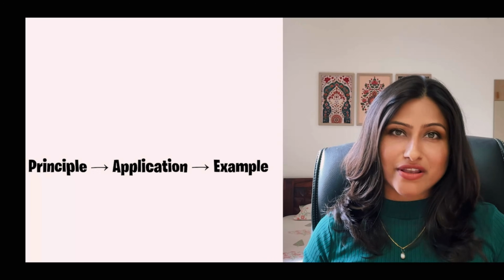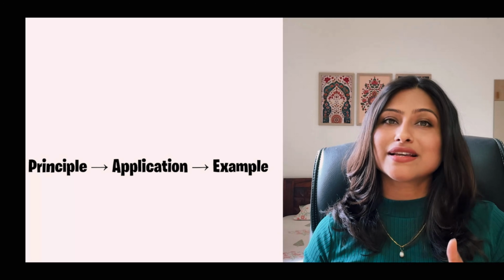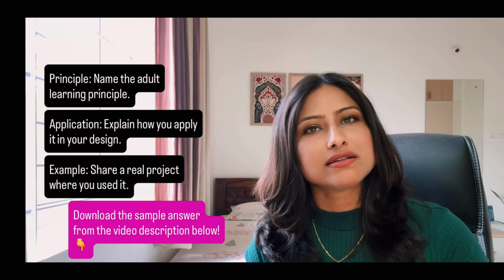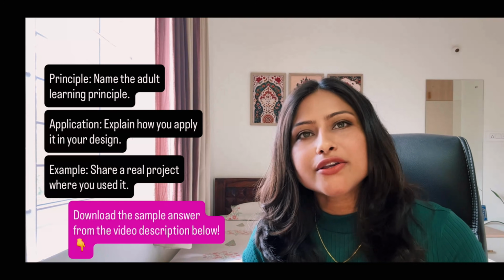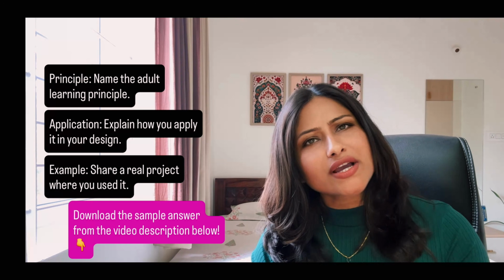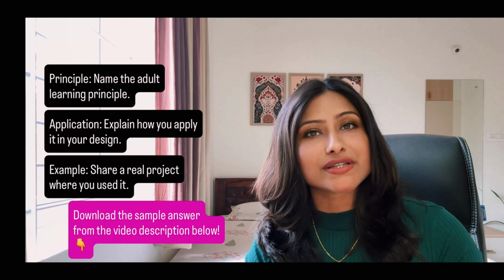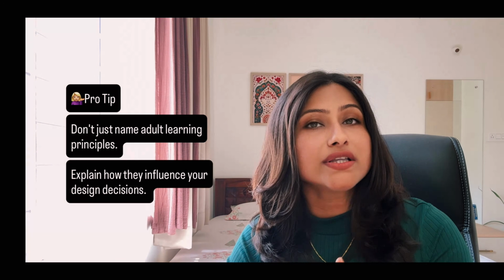A common mistake is explaining the theory without showing how you actually use it. Use this framework: principle, application, example. Name the adult learning principle. Explain why you apply it in your design. Share a real project where you used it. Don't just name adult learning principles. Explain how they influence your design decisions. Now, let's move on to the next interview question.